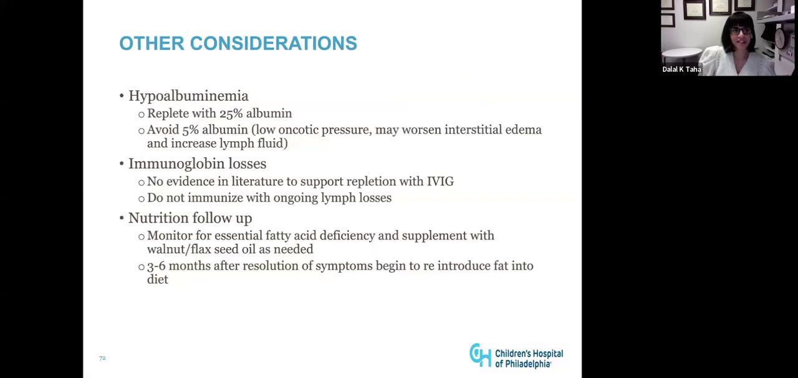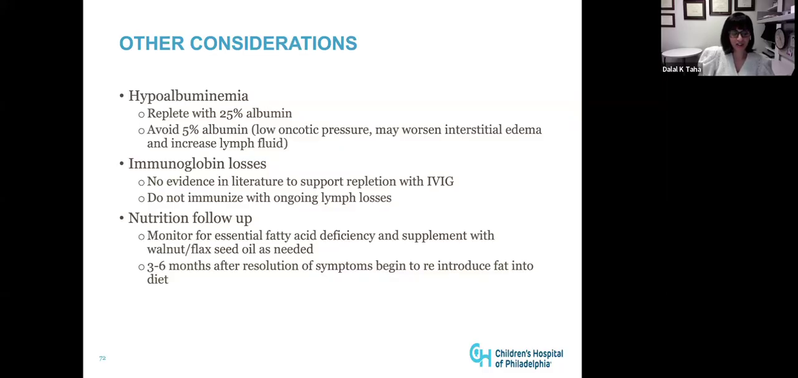Just a couple other things to consider when treating your patients who have lymph disorders. You'll often see hypoalbuminemia. I think repleting them with 25% albumin is the way to correct their serum level. I tend to avoid 5% albumin. It's got a low oncotic pressure, so it may worsen interstitial edema and increase lymph fluid.